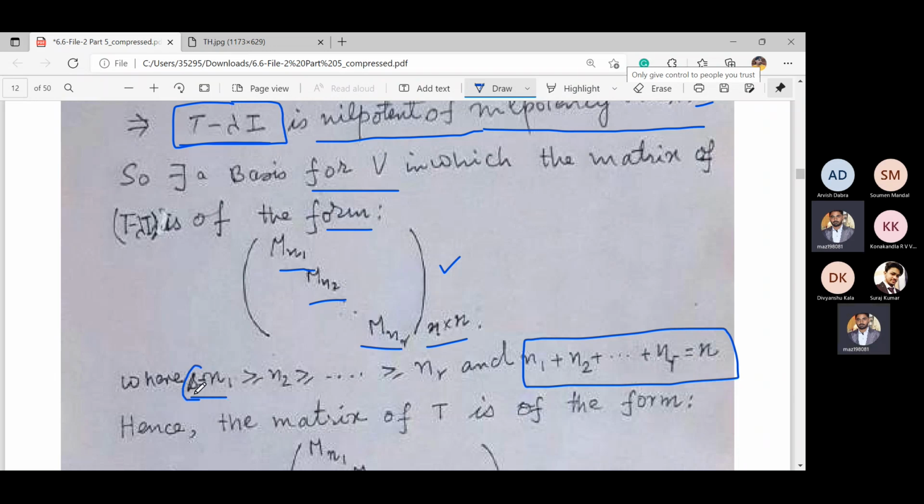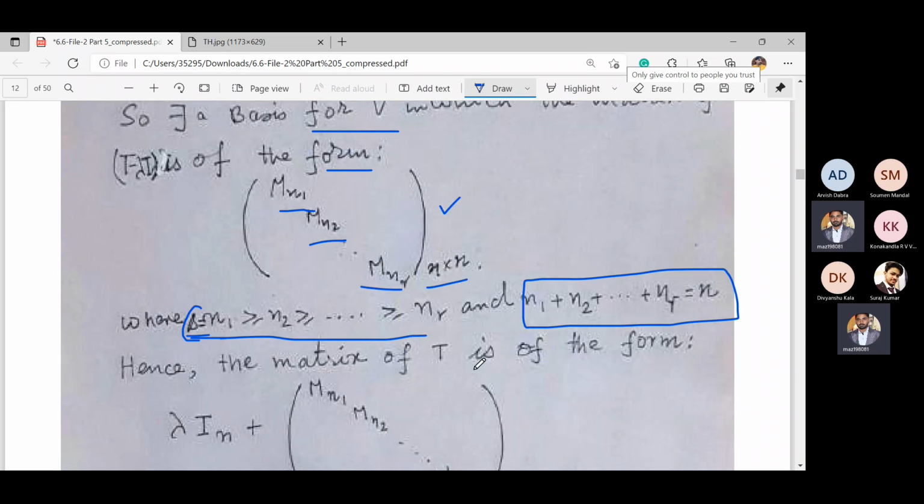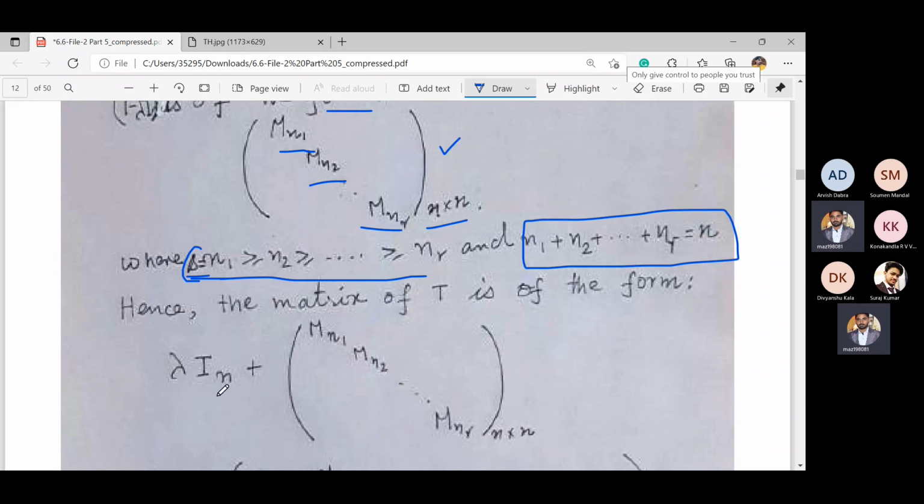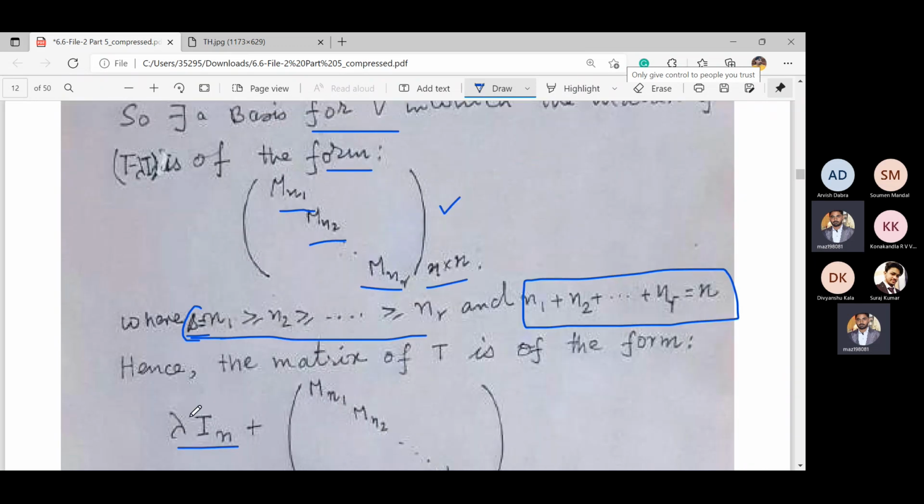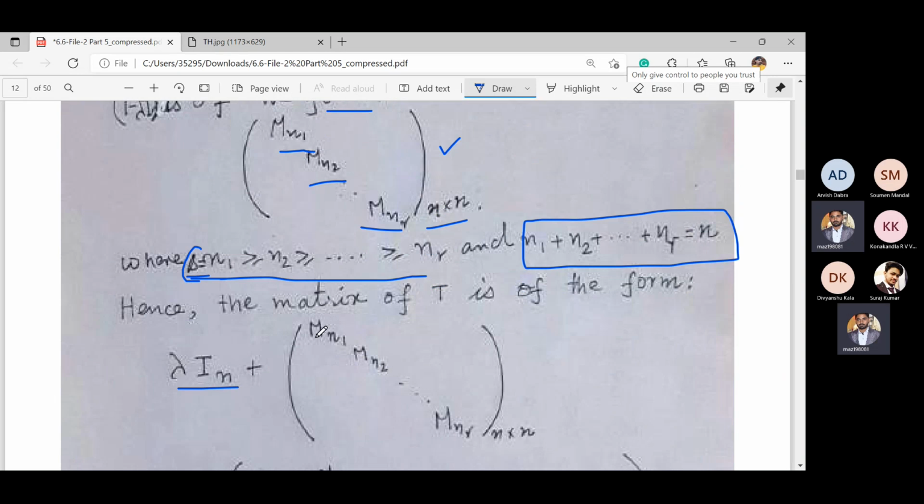So n1 can be maximum, means if we take say n1, n2, nr, what can be the maximum value of the small block matrices? So it cannot exceed the nilpotency index, and it can be less than that. So the maximum possible order of these blocks is the index of nilpotency. Hence the matrix of T is of the form this one, lambda I_n plus this matrix, since T minus lambda I is this.